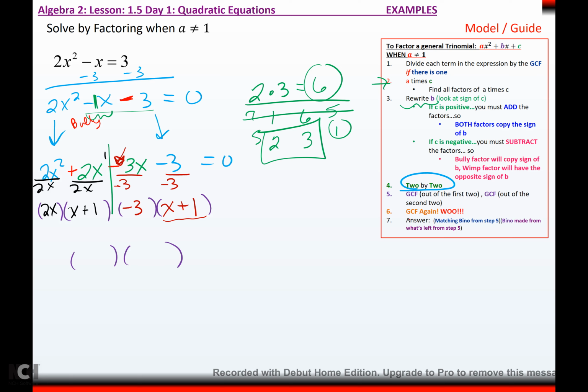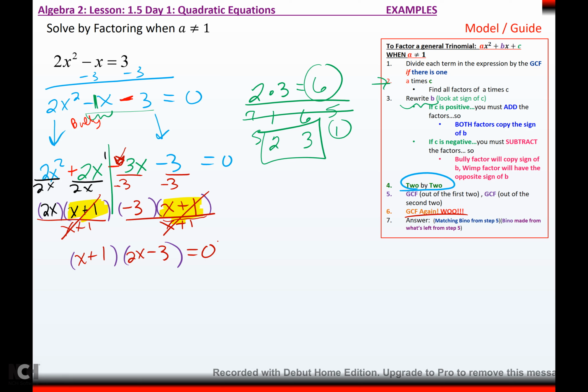At this point, we're at GCF again. If you don't have a matching binomial on both sides at this point, one of two things is going on. Either you messed up somewhere, or the polynomial is prime and can't be factored. But I have a matching binomial, it's x plus 1. To get the other binomial, you divide by your GCF, which leaves 2x minus 3.